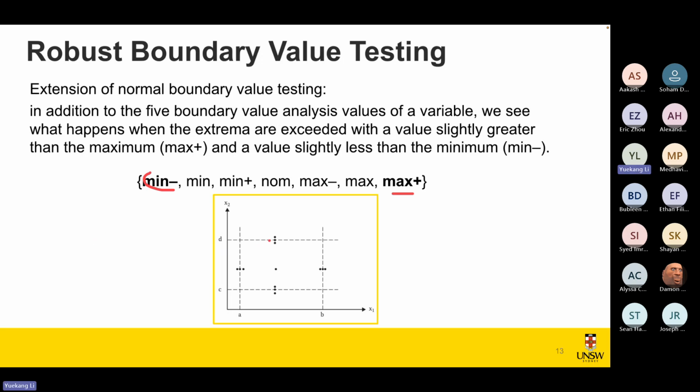And in this case, we are introducing 4 more test cases. So this one here is to make x1 invalid by taking the minimum minus. And this one is to make x2 invalid by taking the value of maximum plus. And this is called robust boundary value testing. So normal versus robust is the difference between valid and invalid. So whether we allow a parameter to take invalid values or not.